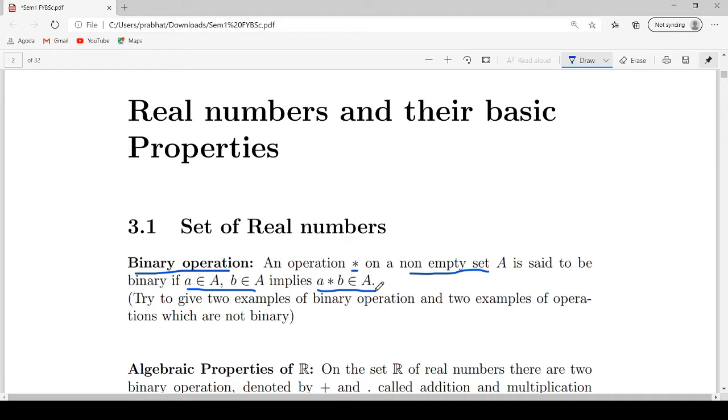But minus is a binary operation on our set of integers because we know that subtraction of two integers is again an integer. Therefore, you can say minus is binary on the set of integers, but minus is not binary on our set of natural numbers.